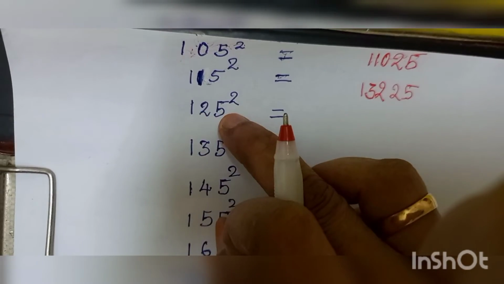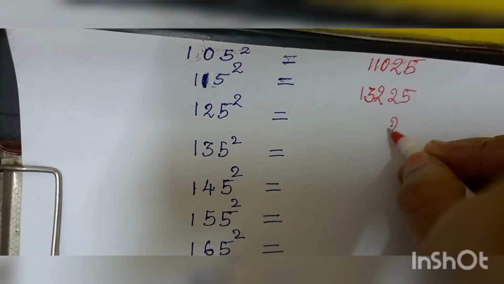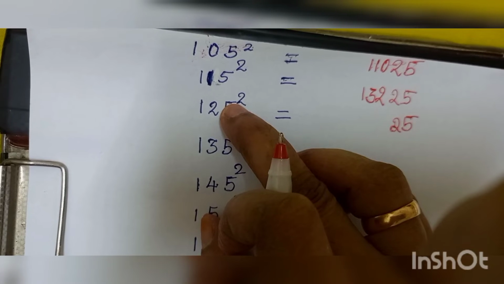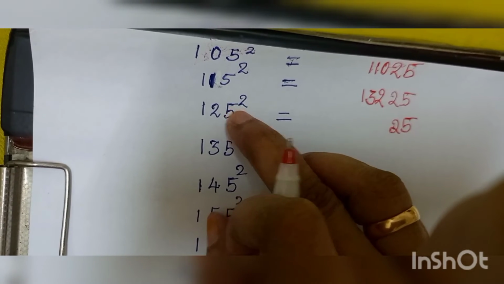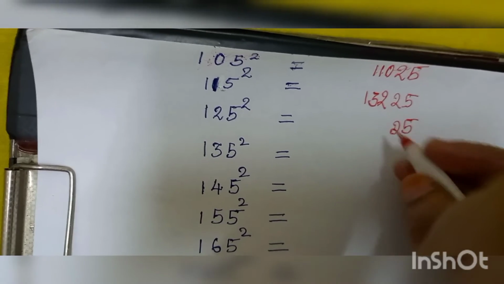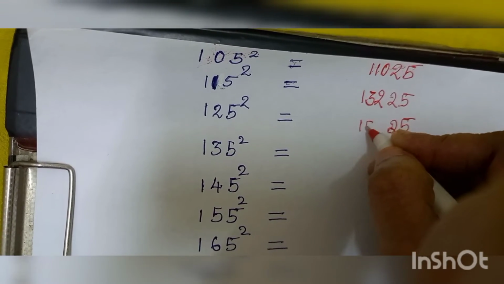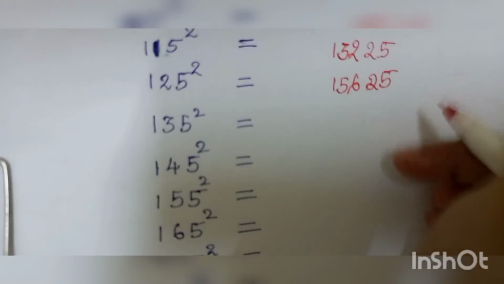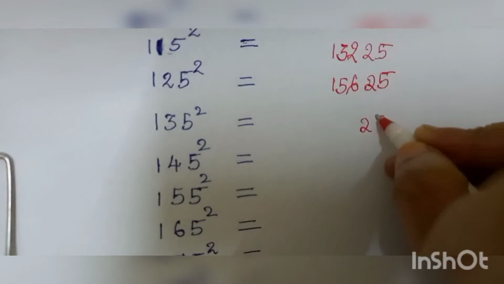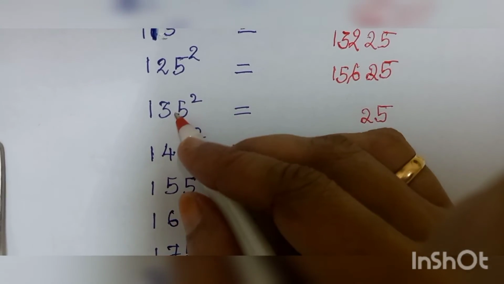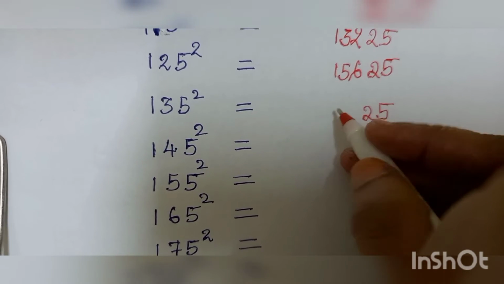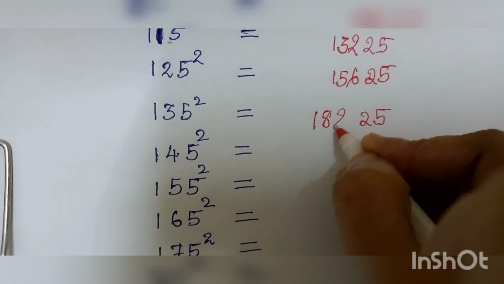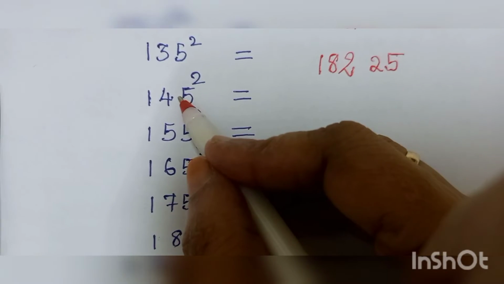Then next one 125 square. So 5 square we can write 25 as usual. Then 12, after 12 which number comes? 13 will come, right? So 12 into 13 is equal to how much? 156. 156 we can say. Okay, next 135 square. So 5 square we can write 25. 13 into next number is what? 14. 13 into 14 is equal to 182. Isn't it?